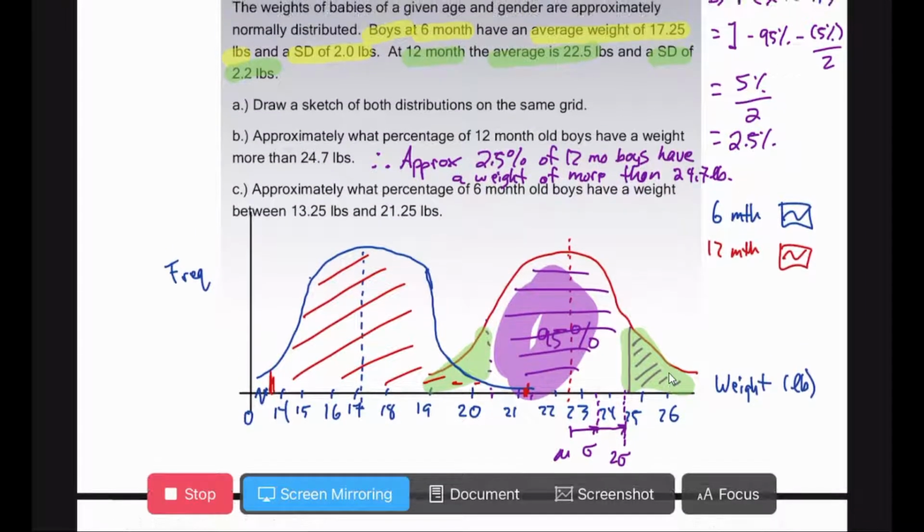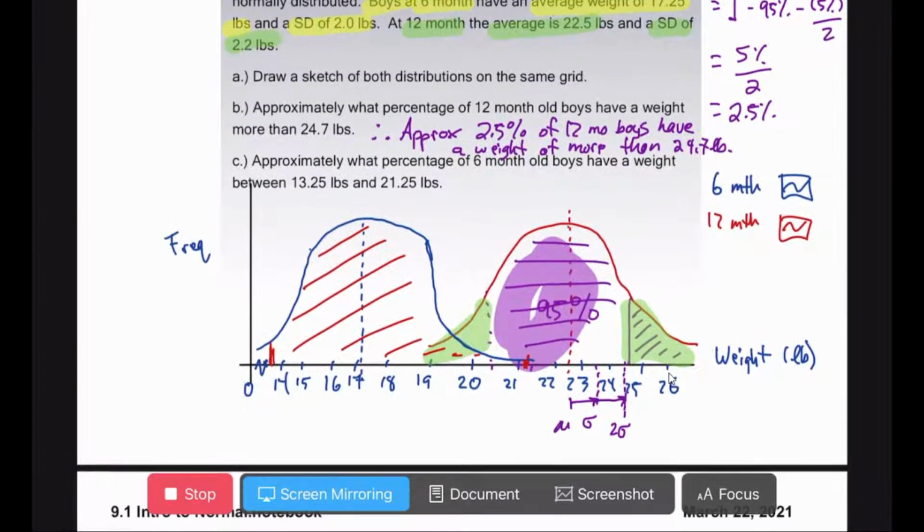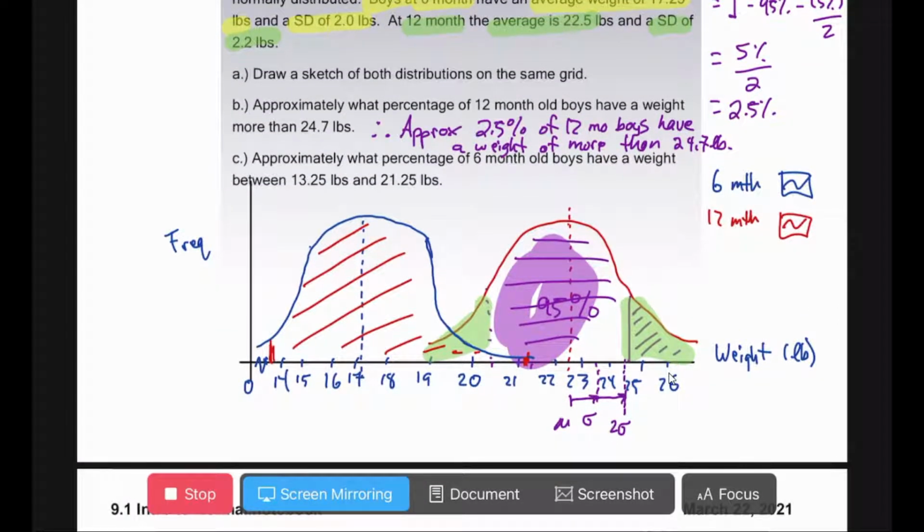We know for the 6-month-old babies, the standard deviation is 2. So let's count how many standard deviations away we are. So 17 to 19 is 1 standard deviation. 19 to 21 is 2 standard deviations. And we're a little bit beyond 2. So we're at 21. And our value here is 21.25. So we're slightly beyond, but we're pretty close. And then moving to the left, 17, 16, 15.